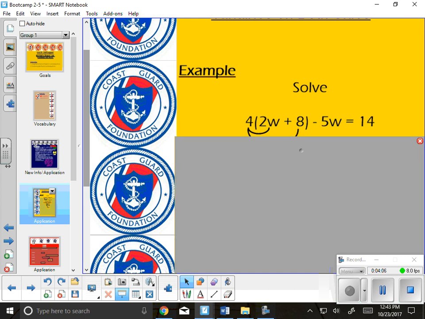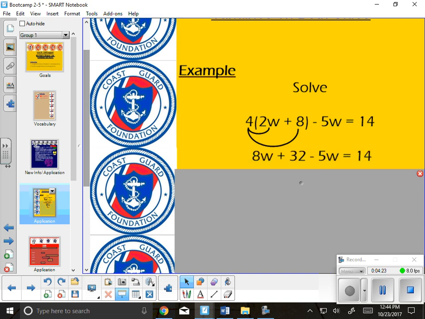So the equation that we have is 4 times (2w plus 8) minus 5w equals 14. If we're following the procedure, the first thing we need to do is the distributive property and distribute that 4 to both the 2w and the 8. When we do that, we're going to end up with 8w plus 32, and then we're just going to make sure we bring down what we had before so we don't lose it.